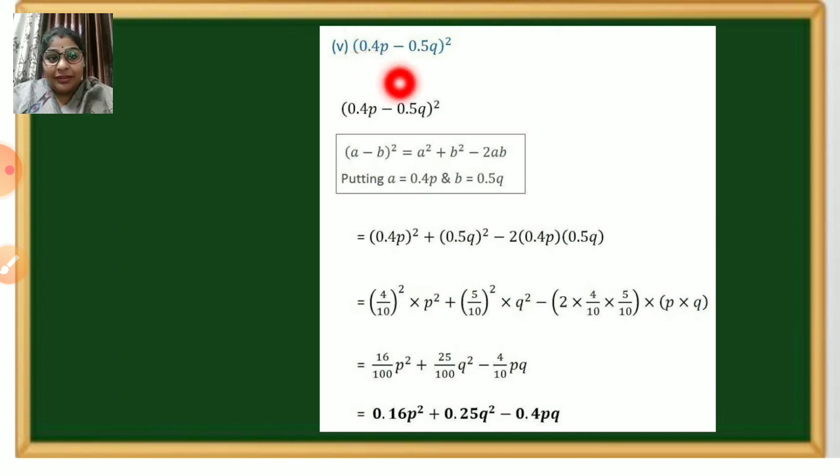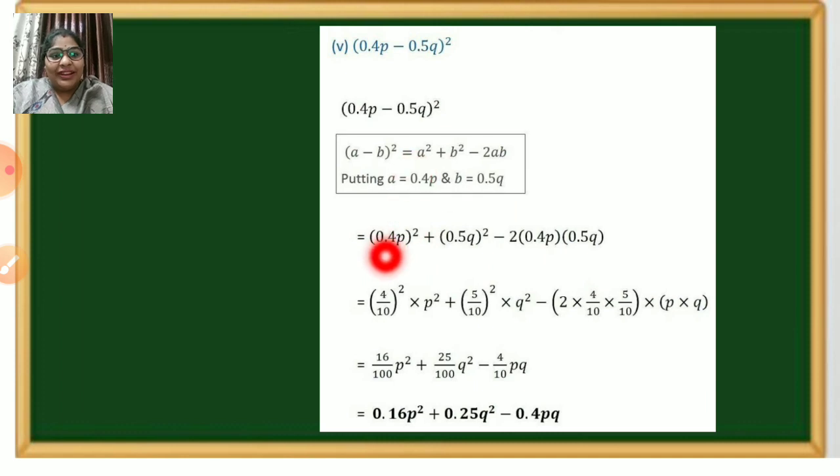0.4p minus 0.5q whole square. Now it is in the form of a minus b whole square. So we will use the identity a minus b whole square is equal to a square plus b square minus 2ab. And here a value is equal to 0.4p and b value is 0.5q. Alright, so let us substitute now.